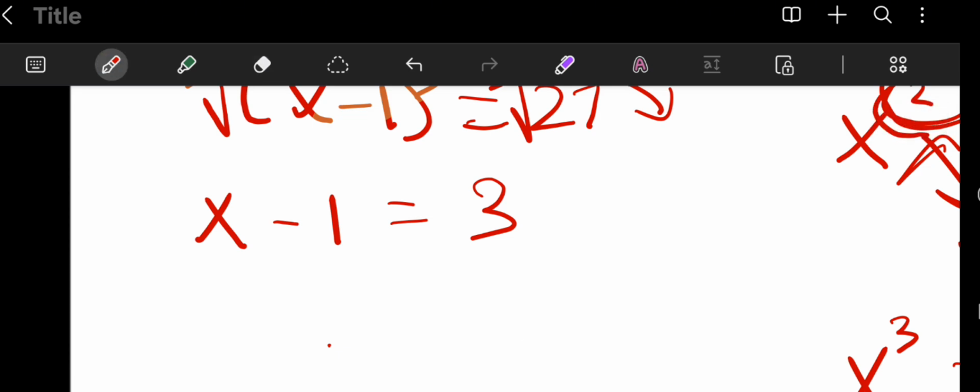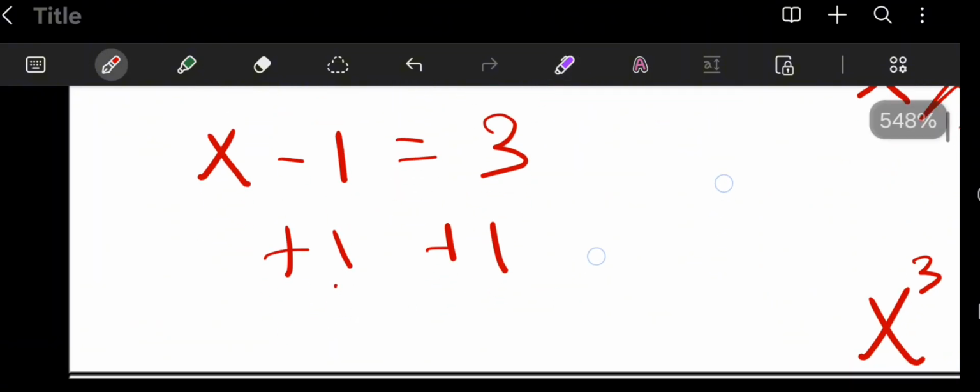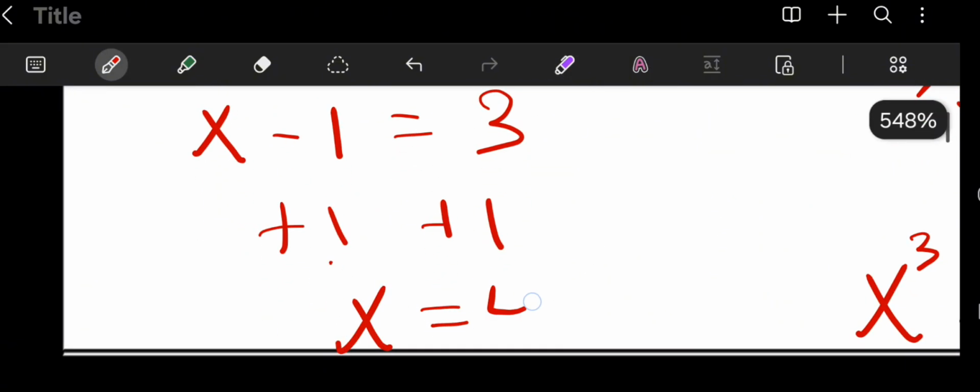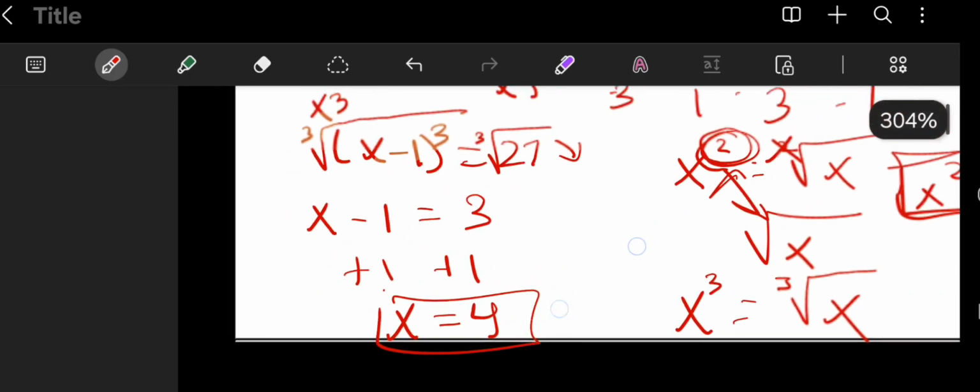So now, this might look a tad bit familiar. I kind of hope it does. We're just going to add 1 to both sides to get x by itself. And x is equal to 4. Bam, we got that done.